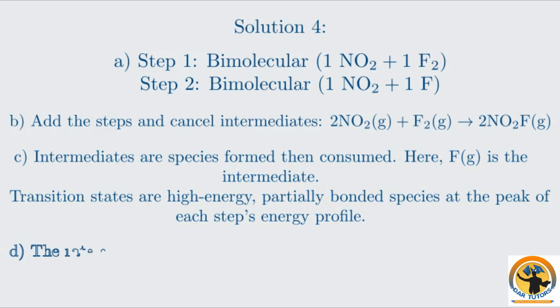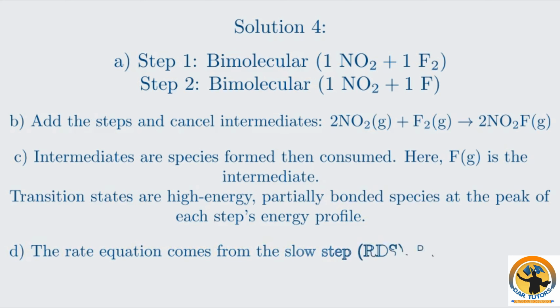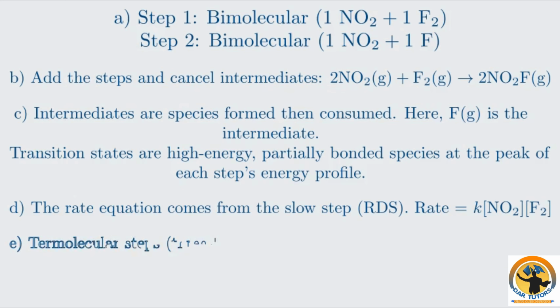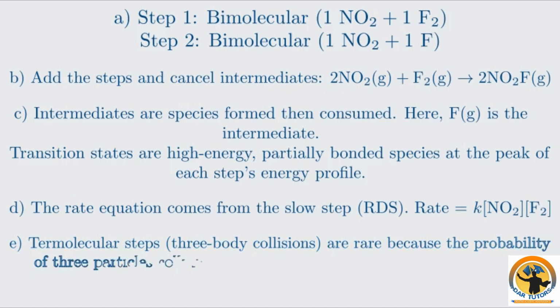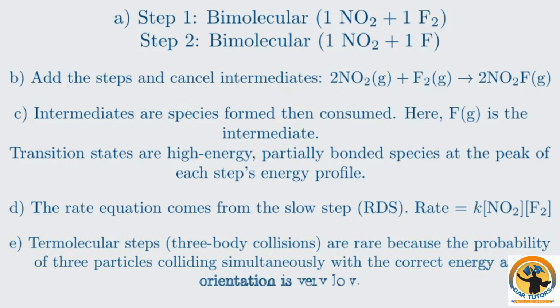D. The rate equation is determined by the slow step, Step 1. Since it's an elementary step, its rate law is rate equals K times concentration of NO2 times concentration of F2. E. Termolecular steps are rare because they require 3 particles to collide simultaneously, which is statistically improbable. The chance of this happening effectively is very, very low.